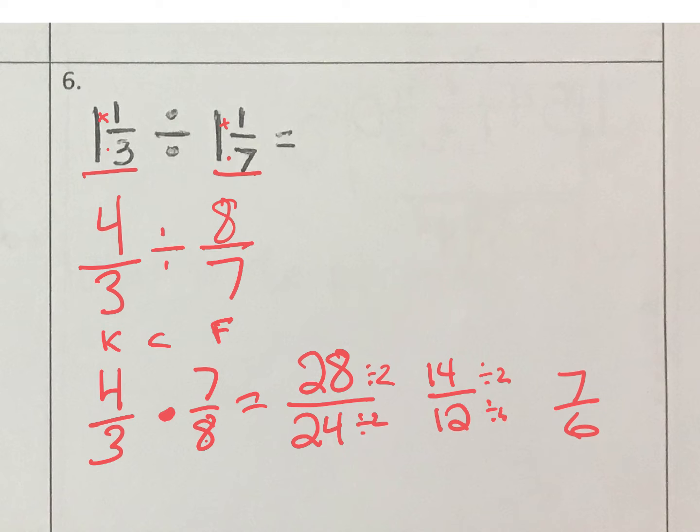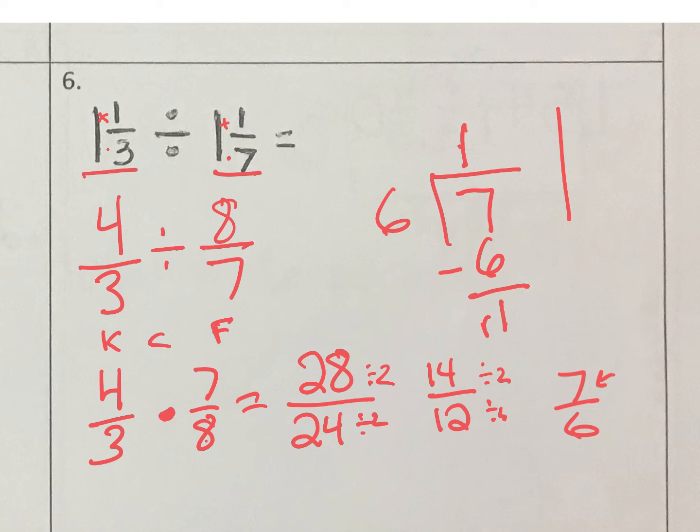Okay, so now they're not both even, but it isn't proper. The numerator is a little bigger. So I got to take 7 divided by 6. How many times does 6 go into 7? One time. 1 times 6 is 6. Subtract that out. I get 1. That's my remainder. So I have 1, which is this number here, and then my remainder, 1, and my denominator is 6. 1 and 1/6.